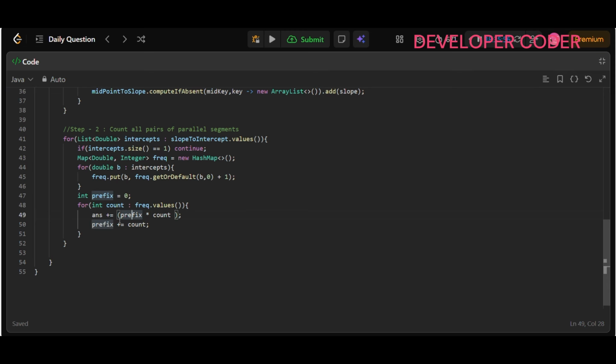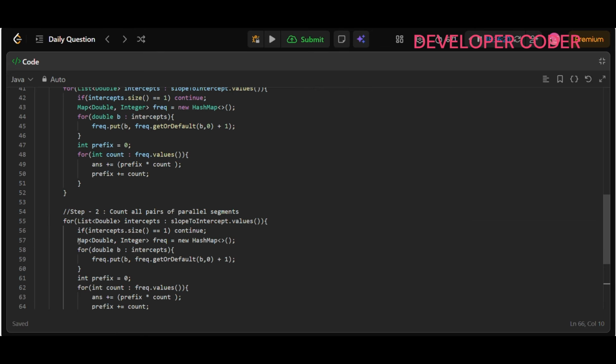In prefix I am writing the number of parallel lines that I have seen until now. That's why initially it is 0. For the very first time it becomes 2, next time it becomes 3, and here I'm updating the answer side by side. This is what I'm doing here. Okay, this is done. Now step 3.